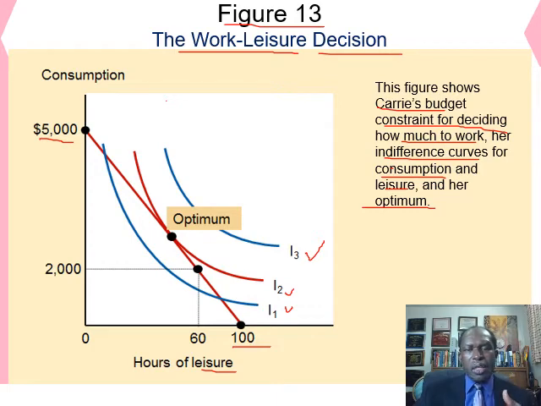Here in this case, the higher the indifference curve, the higher the preference. So given the budget constraint, we can see that if Kerry spends $2,000 on consumption and 60 hours on leisure time, she will not maximize utility. But the optimum would be reached at the point where the budget line touches indifference curve number 2 in that case.